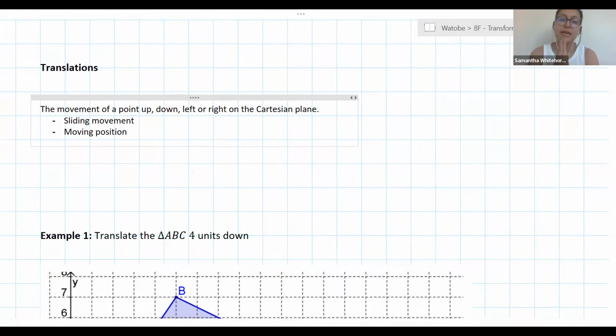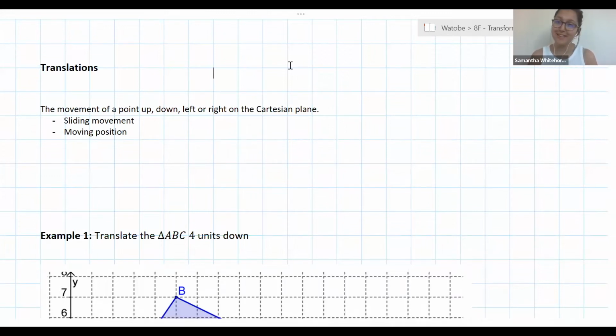So whenever I say translate this coordinate or translate this shape, we are sliding it along our Cartesian plane in whatever direction we're told. That's just our first transformation that we're going to chat about today. There are 3 others, so we need to know the difference between them. You're welcome to take a screenshot of that, but then I'm going to move on to our very first example.